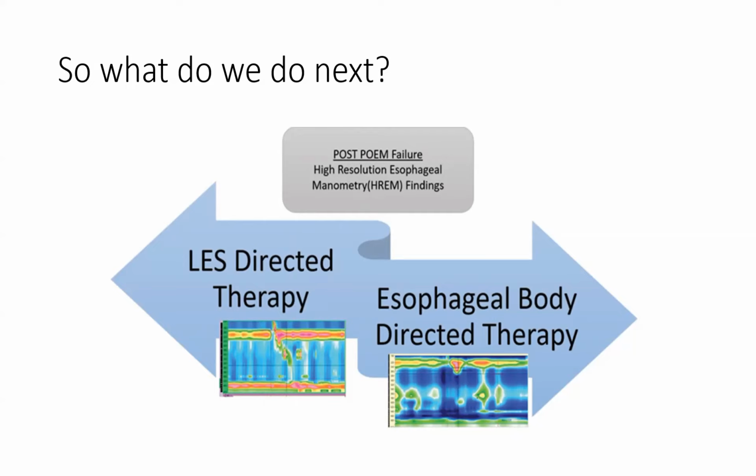So what can manometry do now? It tells you whether you want to target the LES if the EGJ is a problem, or you want to target the esophageal body if your body is a problem. So it tries to give you some guideline.